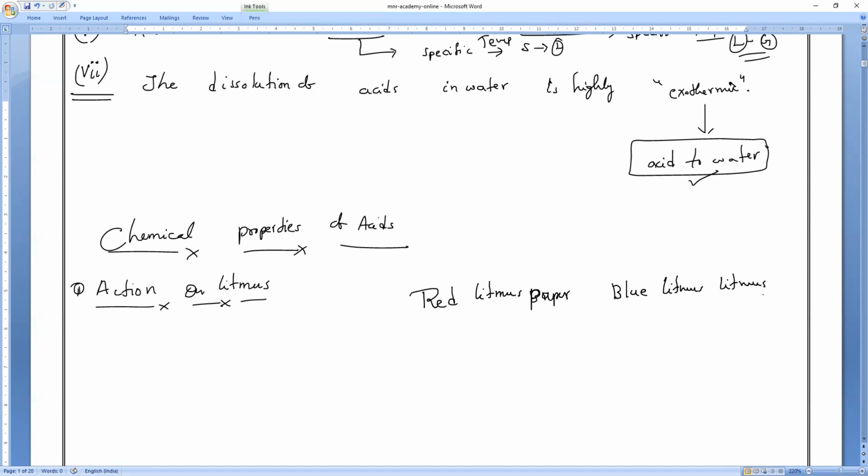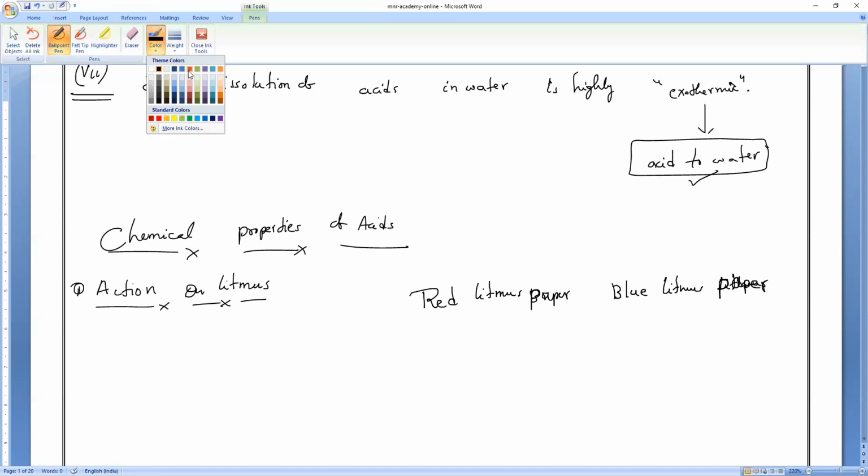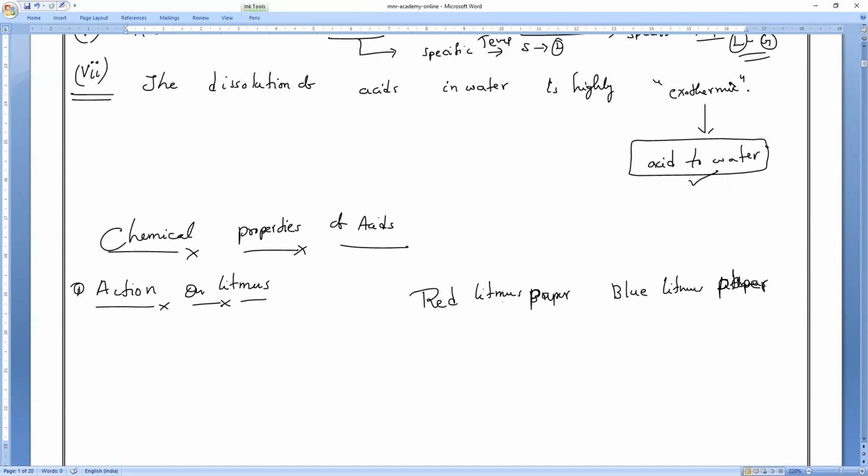Last class, yesterday's class only, I taught you. You might remember which one shows the action on acids. Red litmus or blue litmus? Blue litmus. Understood? Of course, red litmus is already red in color. So red litmus shows no reaction with the acids. So that is the first chemical property.